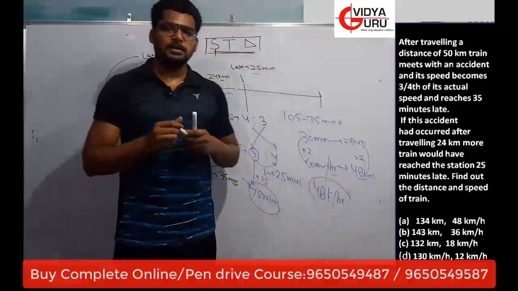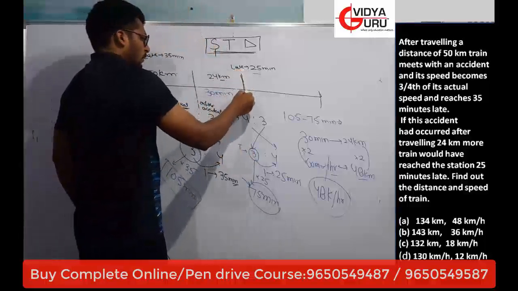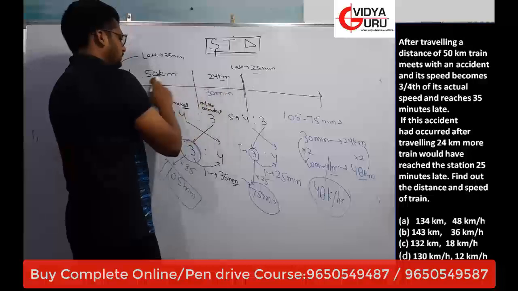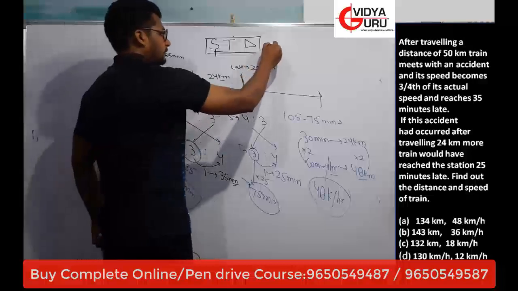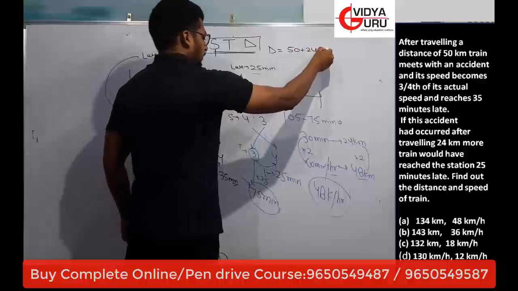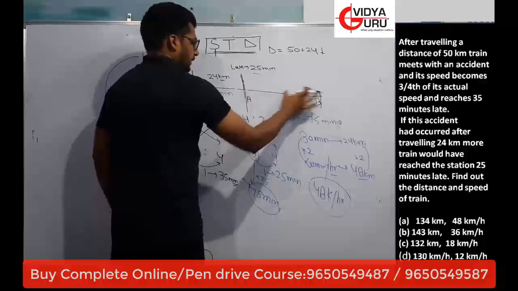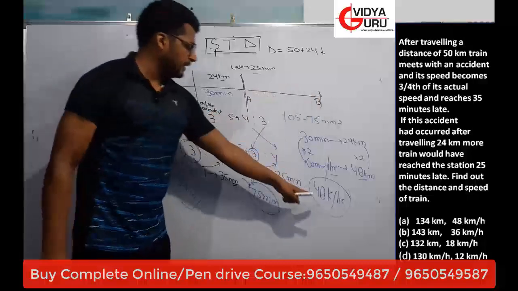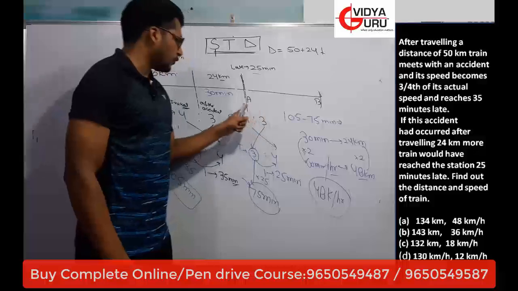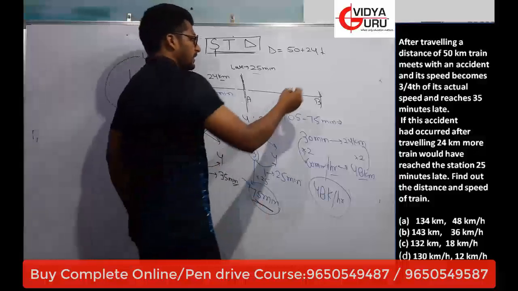So we can tick option A, but distance is also asked. We know what the distance is till here. It is 50 plus 24. This distance is left, AB. With a speed of 48 km per hour, from this point the train takes 75 minutes. So what will be the distance AB?